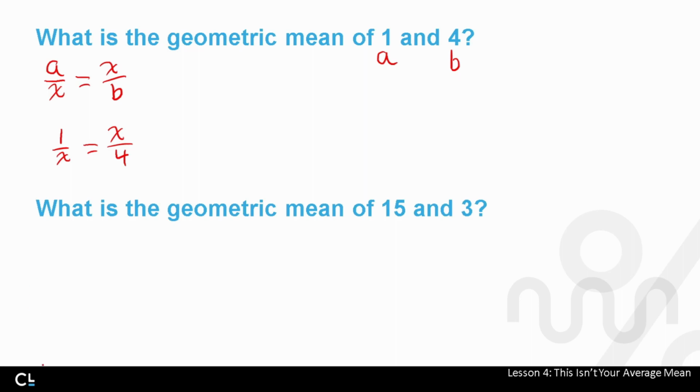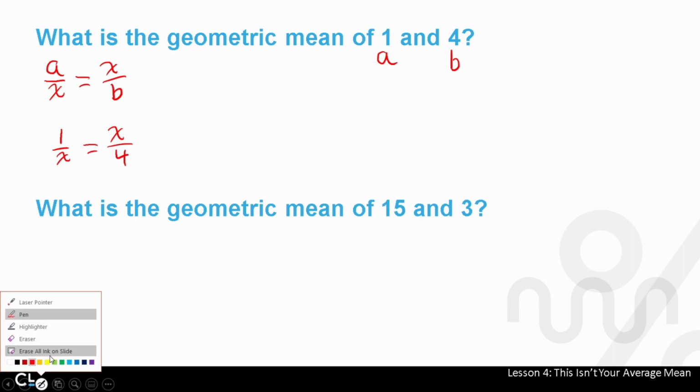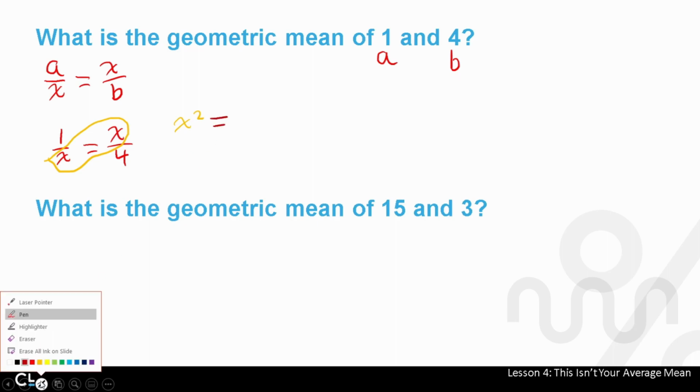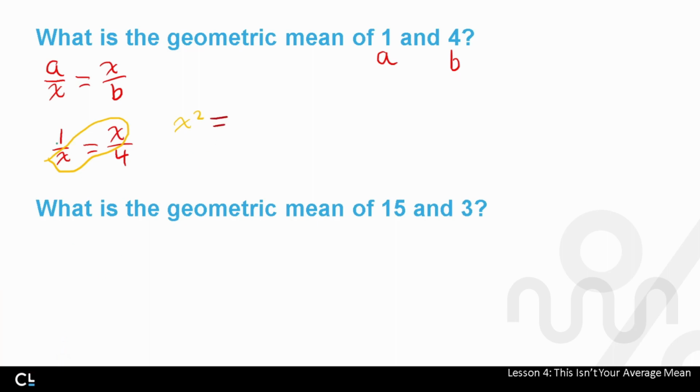And now we just do our normal problem here, right? We just do it like a normal problem. So first of all, we're going to do x times x, just like we did in our do now. And that's going to give me x squared equals, and then we're going to do 1 times 4. And obviously, this is an easy one. Anything times 1 is itself. So this is going to give me 4.